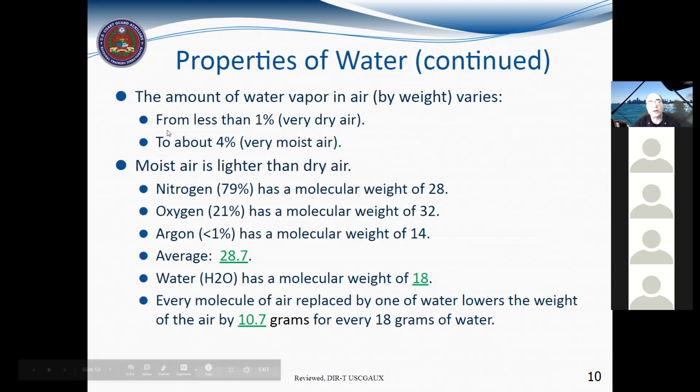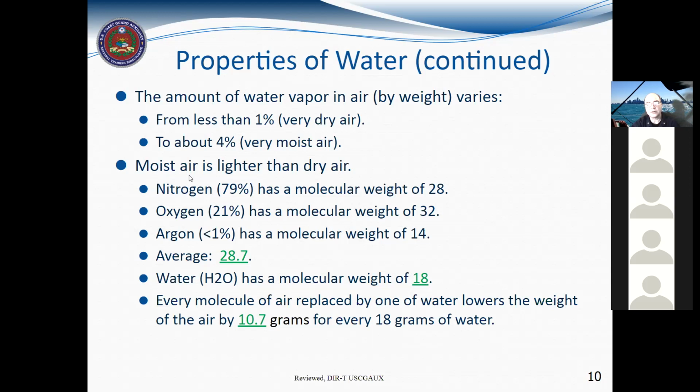More properties of water. The amount of water vapor in air by weight varies. In some places, like in the desert, less than 1% of the atmosphere would be water vapor, whereas in other places, like Alabama or somewhere along the Gulf, you can have up to 4% very moist air. Even in a very humid environment, the water vapor amount in air would only be about 4%, but that's a pretty humid day. Moist air is lighter than dry air.